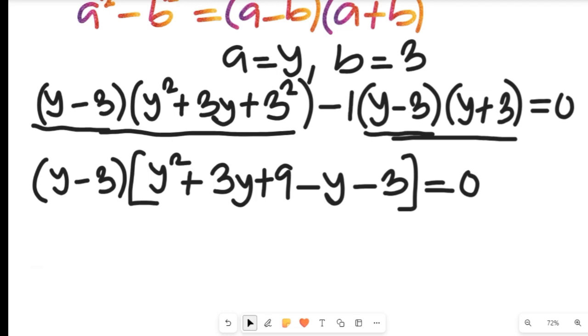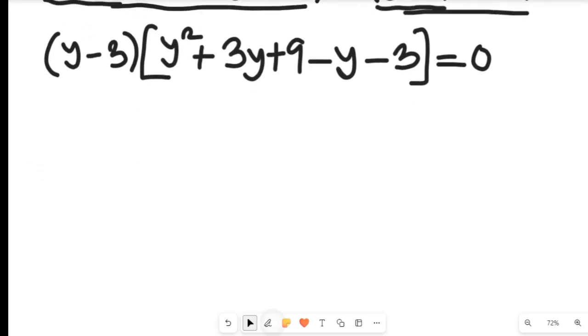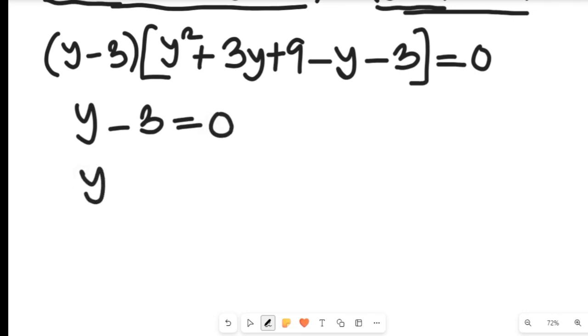Fine. So from here, we'll have two expressions. The first expression is y minus 3 equal to 0, and the second expression is y squared plus 3y minus y, which is going to give us 2y, right?